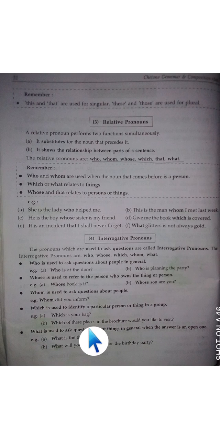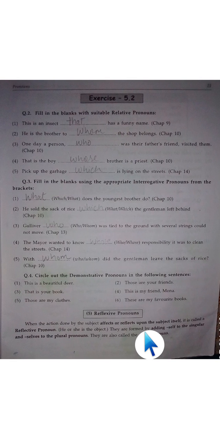What is used to ask questions about things in general when the answer is an open one. What is the time, what will you be wearing for a birthday party. So ये common questions, open questions होते हैं, उसके लिए हम what use करते हैं. What is your name, in general we ask. Okay, so this was interrogative pronoun.